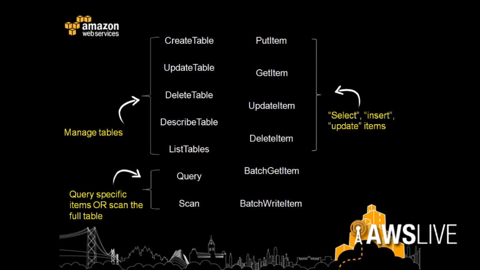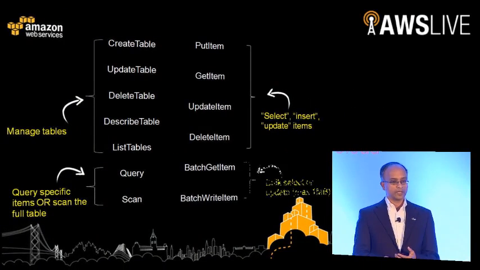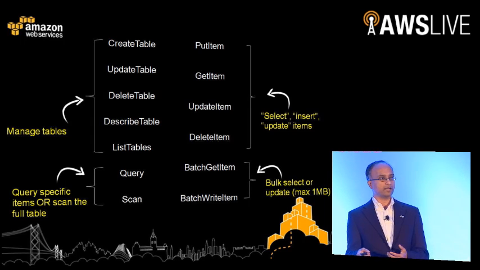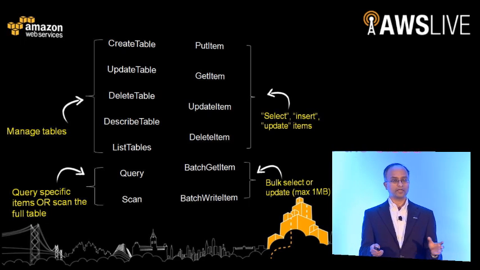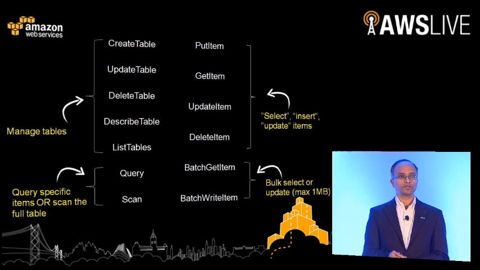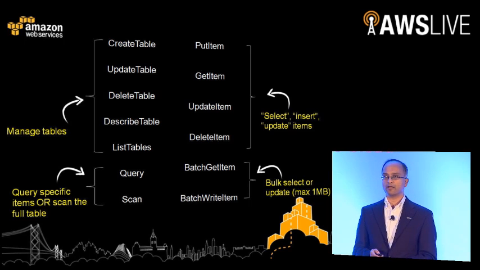Your get item is the equivalent of select. Your put item is the equivalent of insert. Your update item is the equivalent of update. And delete is the equivalent of delete. Very simple, straightforward. You can also do multiple reads and multiple writes. Batch get item and batch put item gets you that. Quite literally, within that API set, you are ready to go use one of the most interesting internet technologies available today.